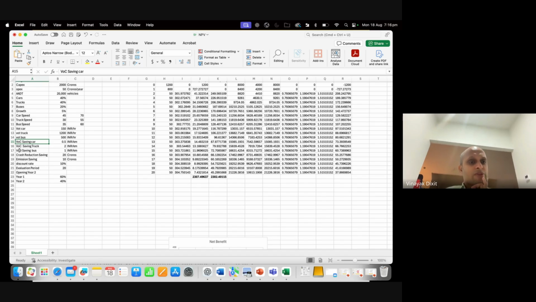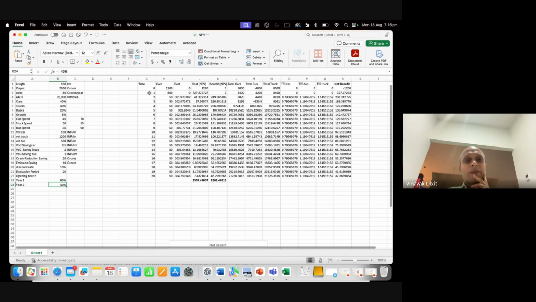So VOC savings for a car. What VOC captures is the operational cost. So if the roads are better, there'll be less fuel, more fuel savings, and less wear and tear on the car. So how much is that worth? That is 50 paise per kilometer. For truck, it is 2 rupees per kilometer. For buses, it's 1 rupee per kilometer. And the crash reduction. So all that. Opening in year 2. So year 1, 60%. Year 2, 40%. So let's go through this.